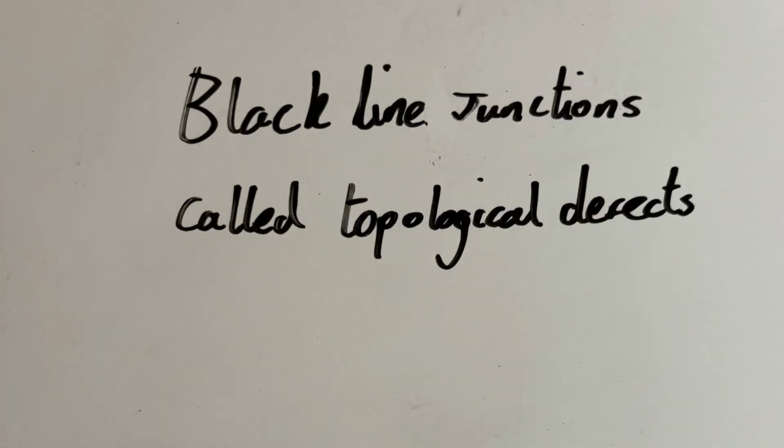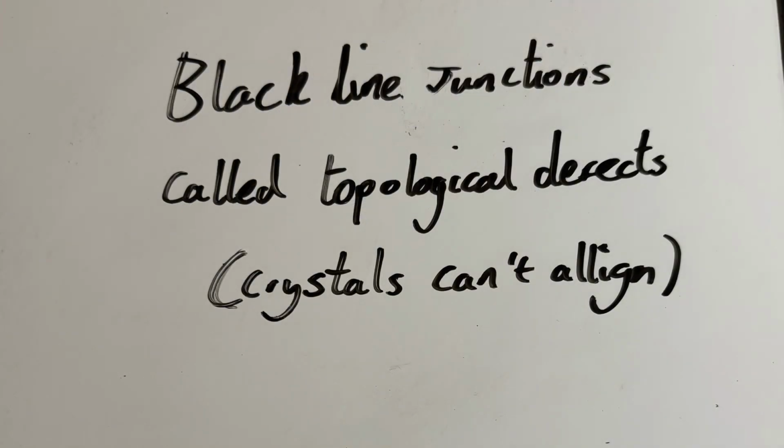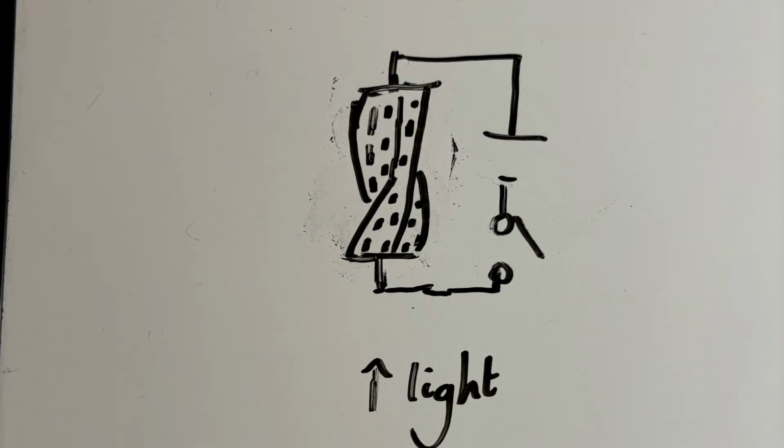The little black line junctions are called topological defects, and what this means is that the crystals can't align in the structure. But it's not impossible for them to, and if you were to look at a liquid crystal sample under a microscope for a prolonged period of time, you would start to notice these topological defects disappearing. It's because of this that we can have multicolored LCDs.